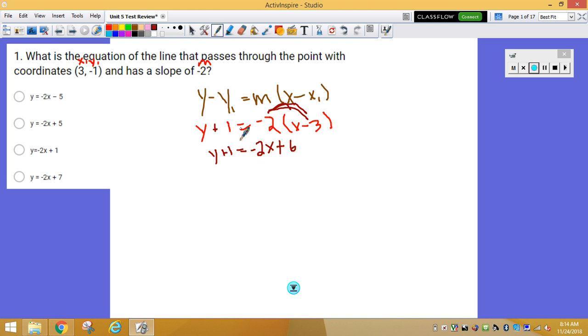Now I want to move my 1. The opposite of +1 is -1. Remember, you always move it to the end. So y equals -2x, and 6 minus 1 is 5. So the answer for this one would be B, the second one. Now that does not mean that the answer to number 1 is B on your test. I actually have no idea what the answer to number 1 on your test is, but that's how you do it. Start with y minus y1 equals m times x minus x1 and plug in what you know.